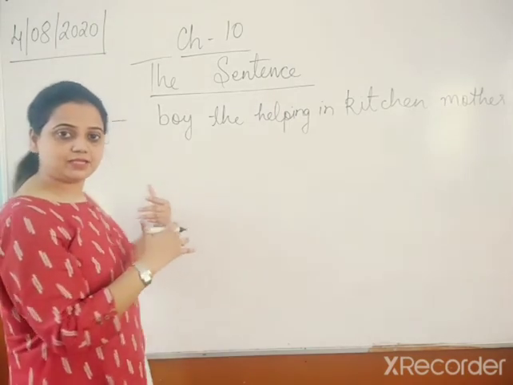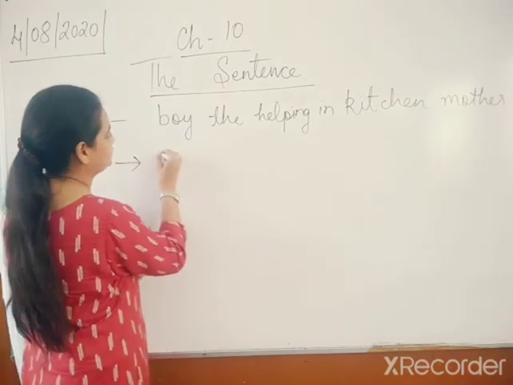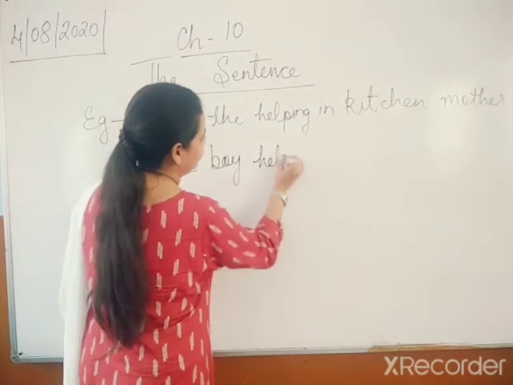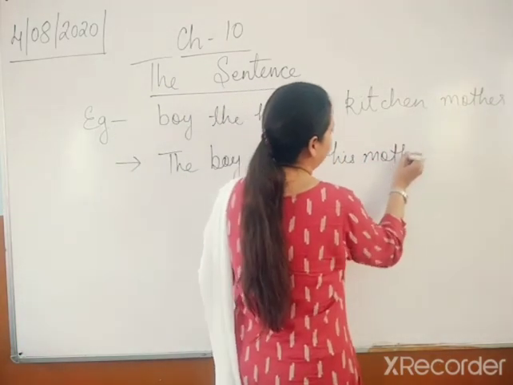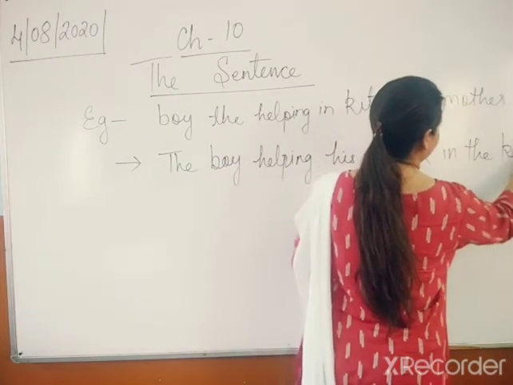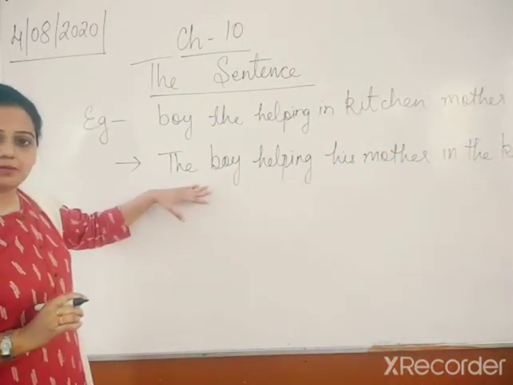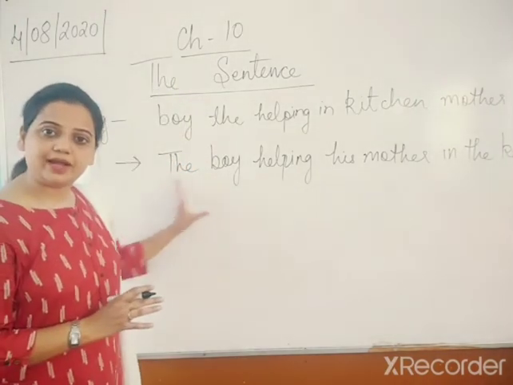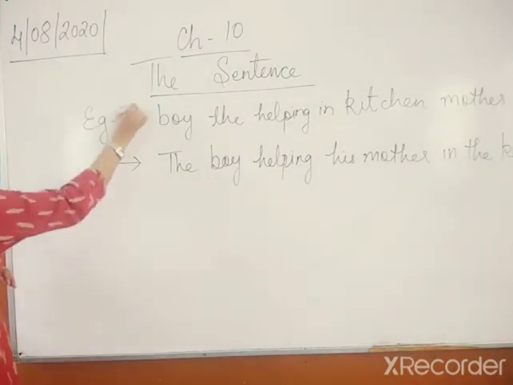So now let's make it a sensible sentence. If I write: the boy helping his mother in the kitchen. Now is this making a sense, that the boy is a boy who is helping his mother in the kitchen? Now you are getting it, right? You are getting the meaning of the sentence. Clear? Now let's see one more example.